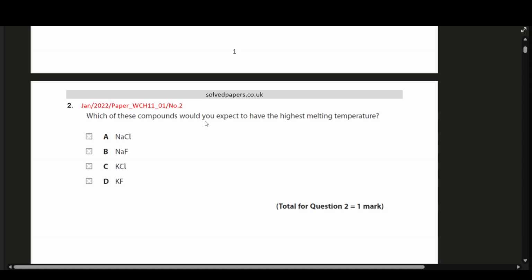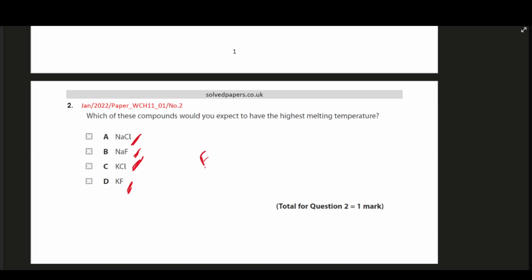Which of these compounds would you expect to have the highest melting temperature? First of all, you need to check which one has the most polar bond. Look, you have NaCl, KCl, KF and NaF. We know F is the most electronegative element in the whole periodic table, right? So we are going to exclude NaCl and KCl. We just need to check B and D here.